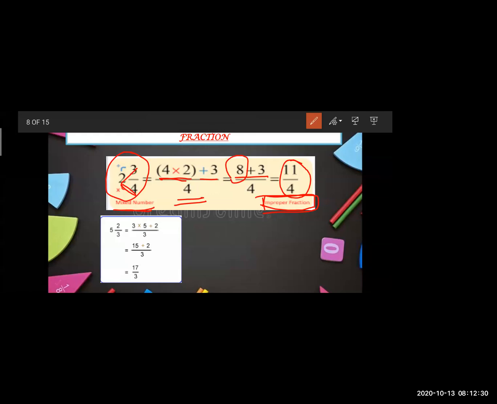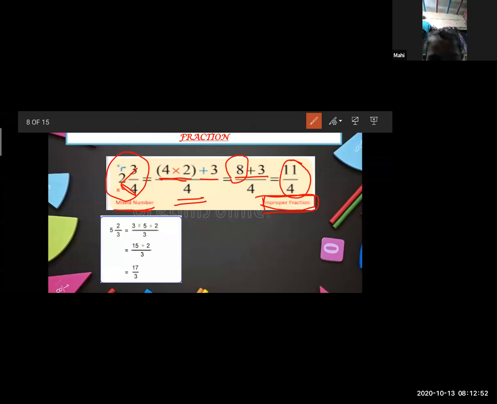So 5 2 upon 3, how will we convert it into an improper fraction? Can anyone tell me? You have it on your screen. You just have to tell me what we are supposed to do, or what we have done. Anyone?